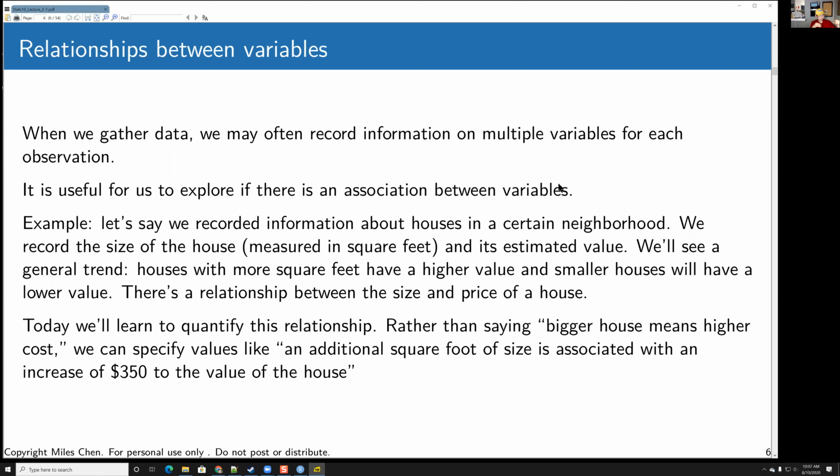So keep in mind, within the same house, we're measuring multiple things about the house. In this case, the size of the house and its value, right? And what we will do today is, rather than just saying bigger houses generally cost more, smaller houses generally cost less, which is a perfectly valid way of describing the relationship, we're going to quantify it. We're going to say each additional square foot is associated with an increase of $350 to the value of the house, or something like that. So we're going to quantify that relationship, and that's what we're going to cover today.